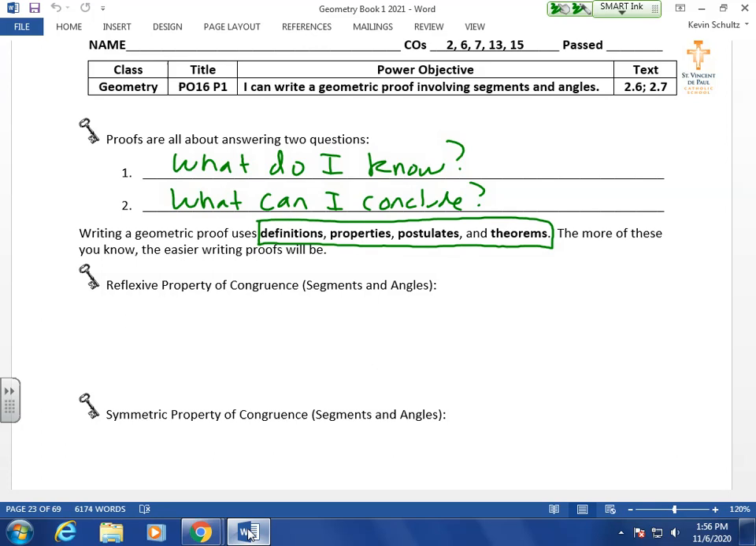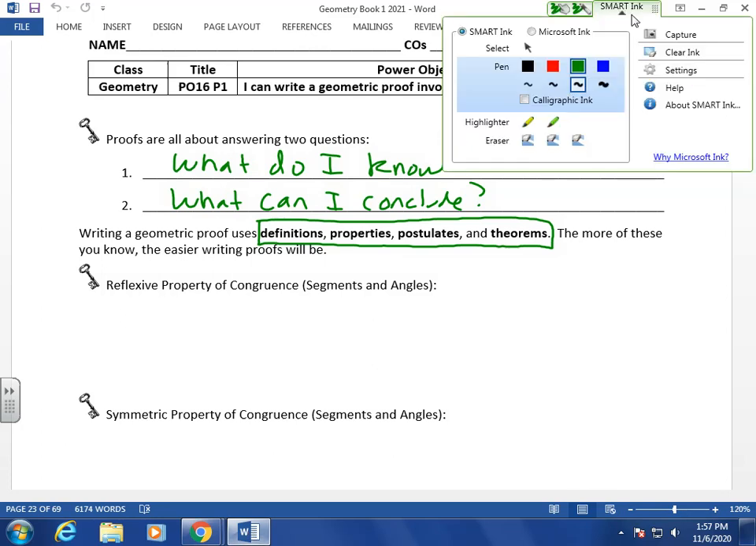We already have some experience with properties, the addition property, the division property. We've done definitions before too, actually. We've defined what combining like terms is, postulates, the segment addition postulate, the angle addition postulate, and even theorems. So we've talked about all four of these things, but these are the four things that we're going to be using. Okay? You ready? Let's go.